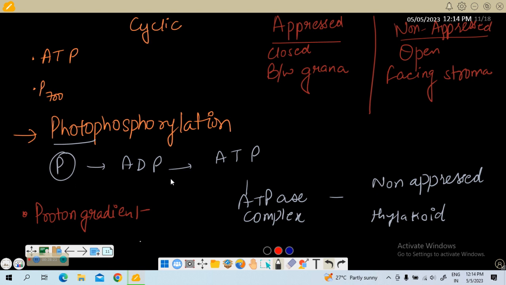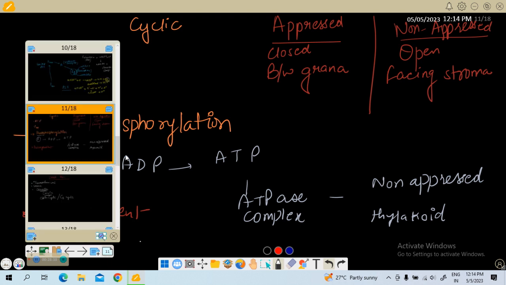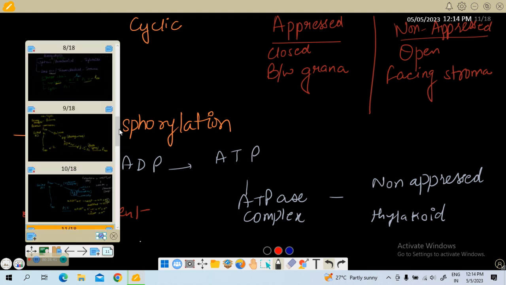So ATP is formed, right? And here comes the ATPase complex, that is a non-oxidative part. Okay, then the proton gradient is there. So this is about phosphorylation. Now going back to this question.